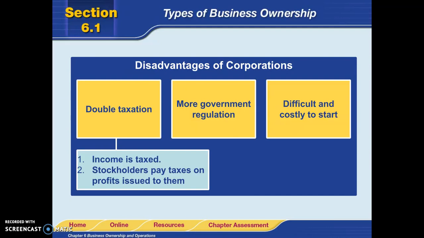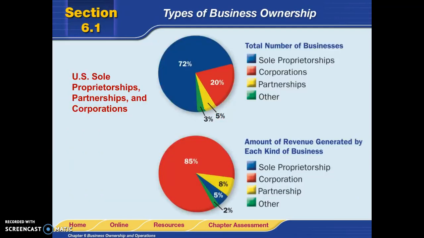So it's taxed twice. Along with the advantages of any type of business organization, including corporation, there are advantages and disadvantages. Within corporations, there's also more government regulation and it can be difficult and costly to start. But once you get them up and running, it can be a very advantageous way of running an organization.